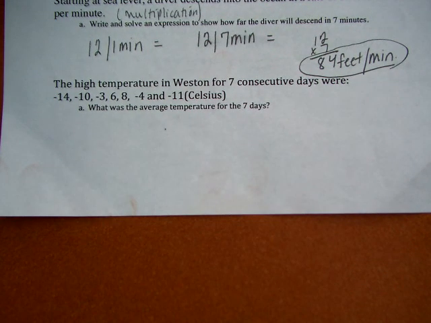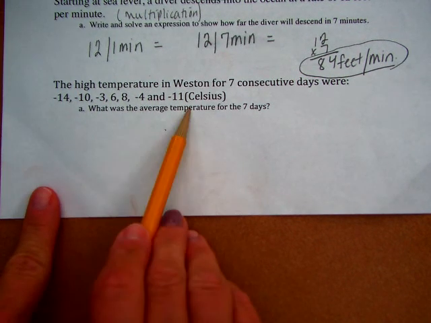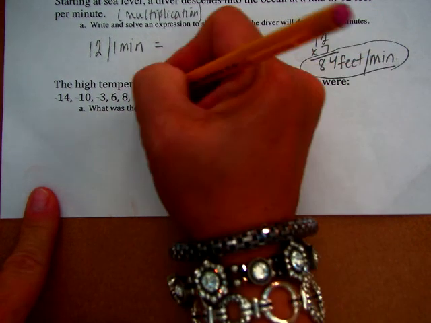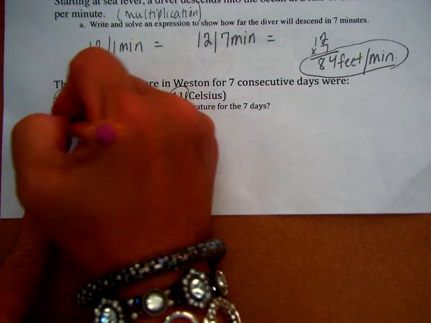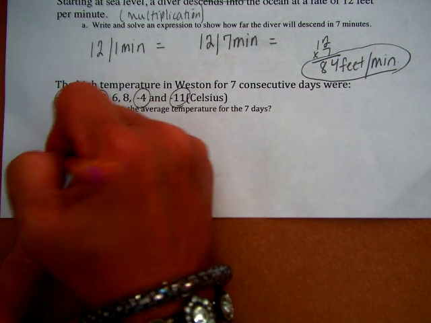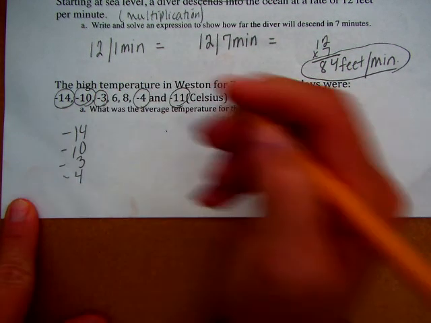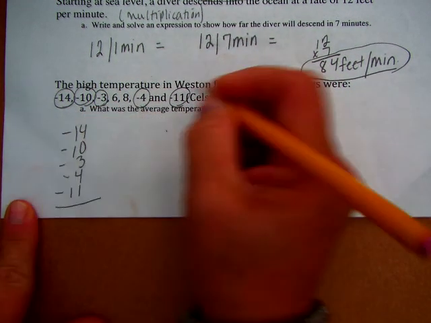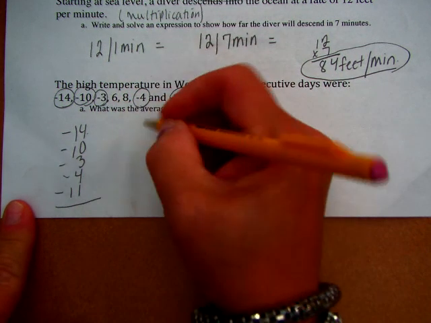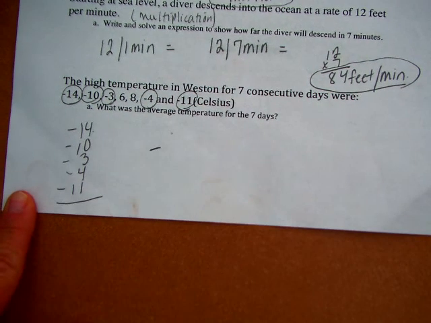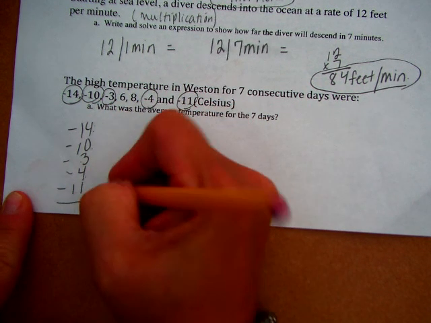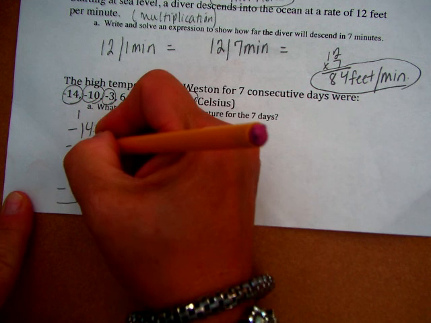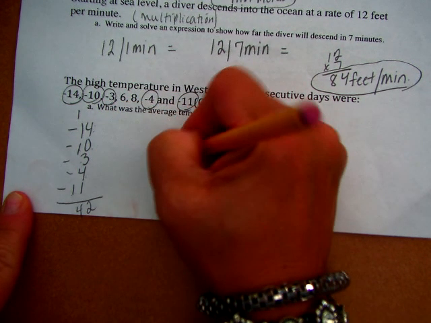Okay, and the last one. The high temperature in Weston for 7 consecutive days were, and you have them listed here. What I would do first is I would add up all the negative numbers first. So you've got negative 14, negative 10, negative 3, negative 4, and negative 11. First of all, how many is that? 1, 2, 3, 4, 5. So your answer will be negative. So then I would just add them up. 4 is 8, 9, 10, 11, 12. Carry the 1, 2, 3, 4. It's going to be negative 42.